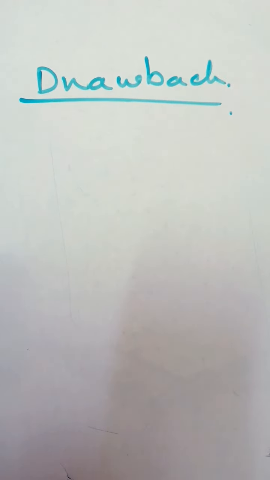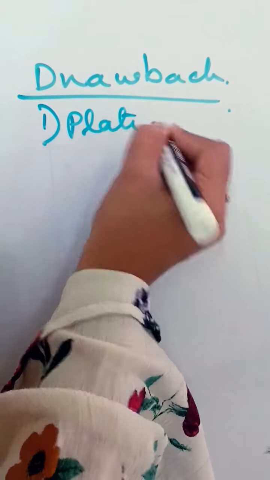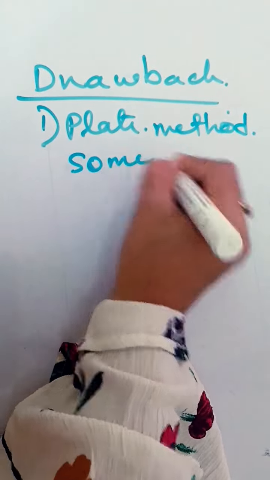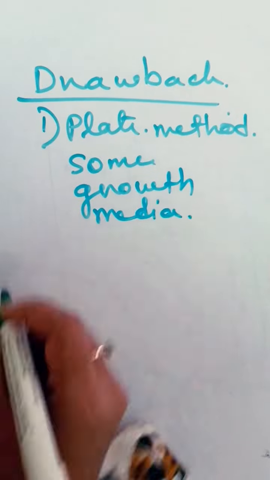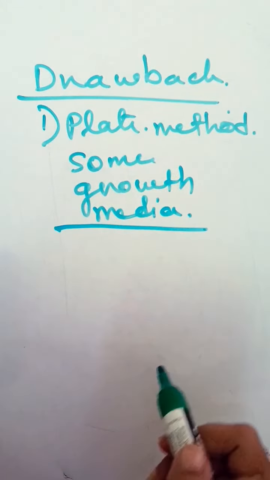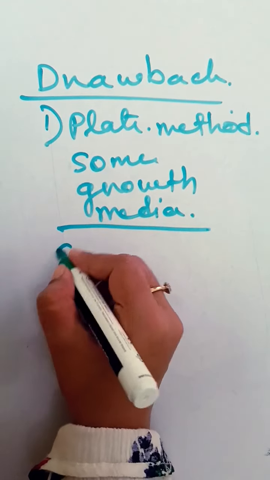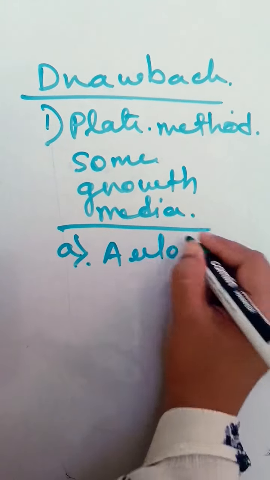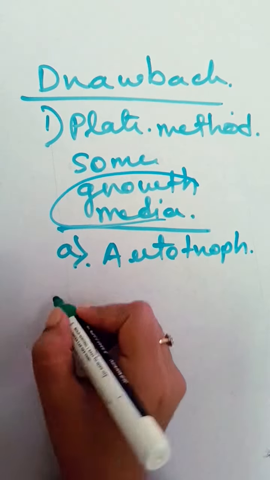There is a drawback in the quantitative methods of the soil enumeration, because in case of the plate method you have to apply some specific growth media. The main drawback is that one single growth media, which is organic in nature in most of the cases, cannot help to produce autotrophic bacteria. So autotrophs cannot grow in an organic growth medium.